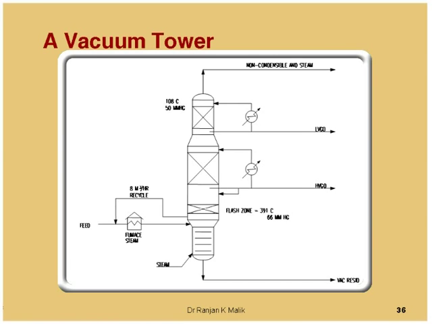This is a light vacuum gas oil, heavy vacuum gas oil, this is the vacuum residue, and the feed to this system actually is the bottom product from the crude column, the long residue as it is called, this is called short residue.